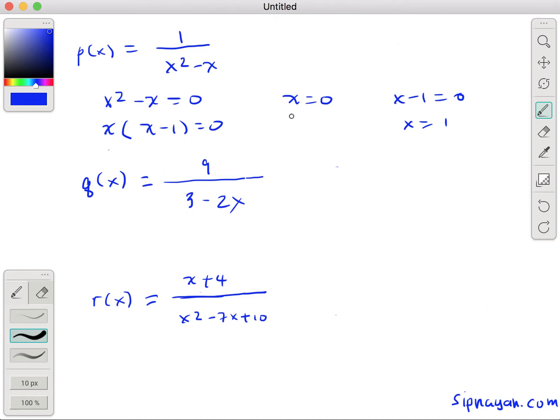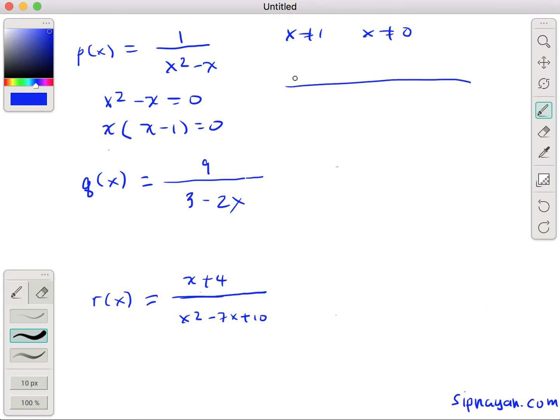Meaning, hindi pwedeng 1 at saka 0 ito kasi magkakaroon tayo ng 0 na denominator. So, x not equal to 1 and x not equal to 0. Bawal yung dalawang yan. No? Kung ano yung nakuha na natin doon sa equation, yun ang bawal. So, sabi natin, gagamit na tayo ng interval notation simula ngayon.